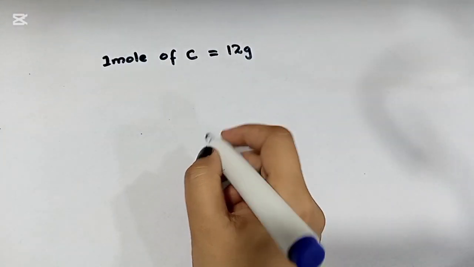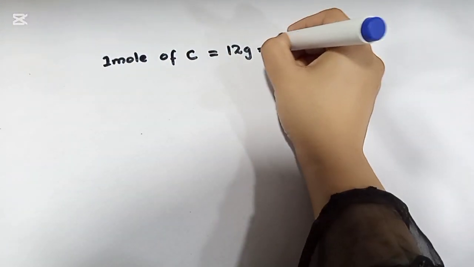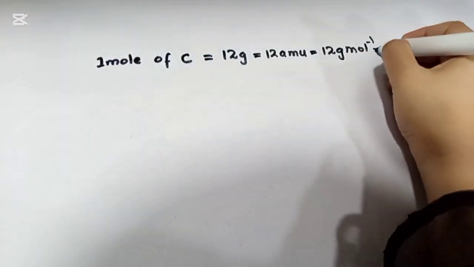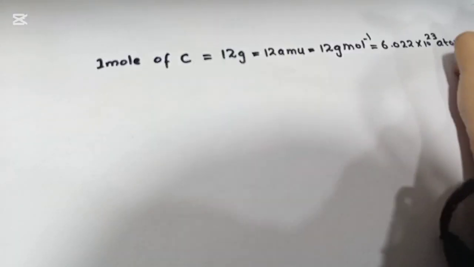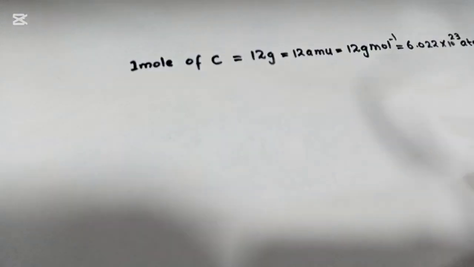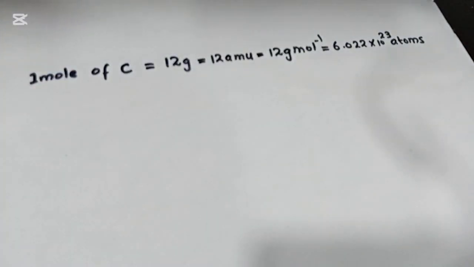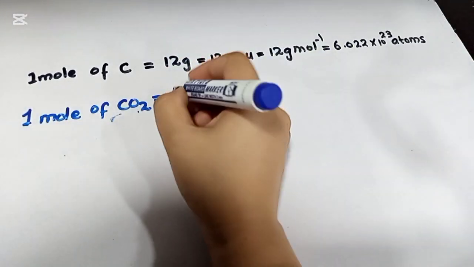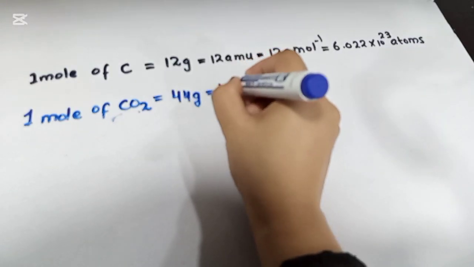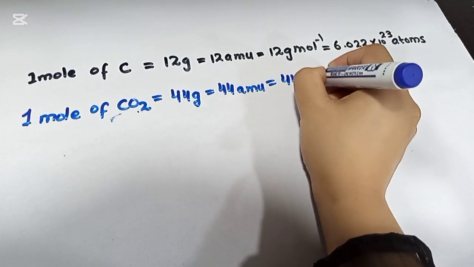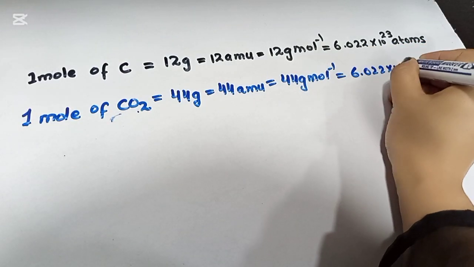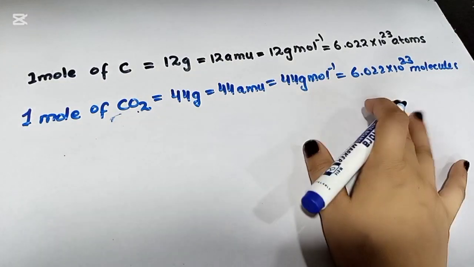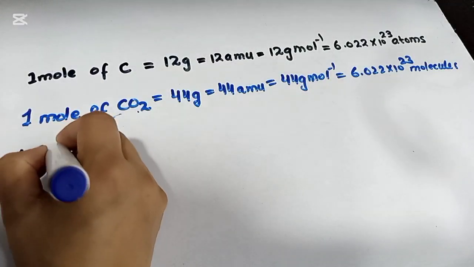Now let's summarize all these. 1 mole of carbon is equal to 12 gram, 12 AMU, or 12 gram per mole, whichever unit you use, and 1 mole of carbon contains 6.02 × 10^23 atoms. The second example is 1 mole of carbon dioxide, equal to 44 gram, 44 AMU, 44 gram per mole, and 6.02 × 10^23 molecules, as carbon dioxide is a molecule, not a single element.